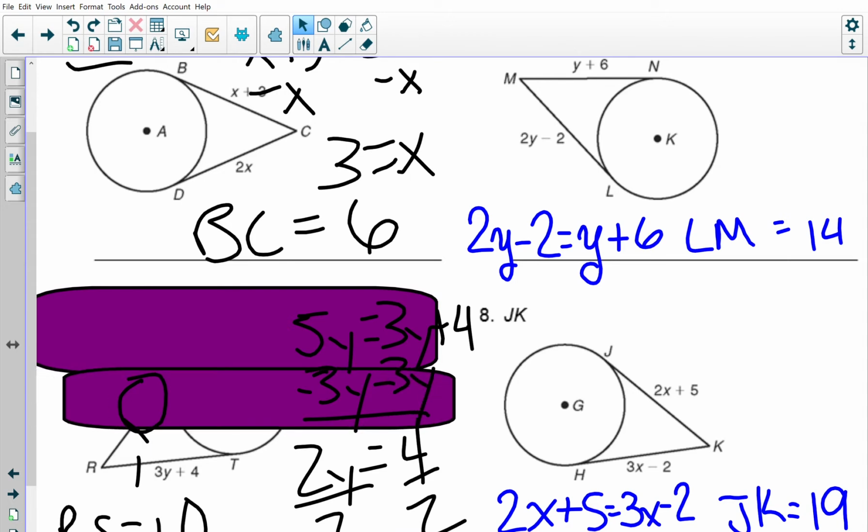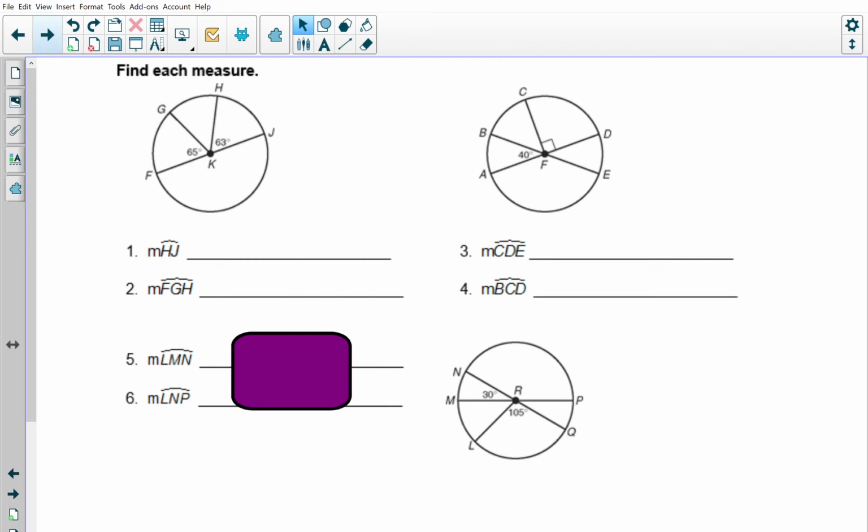So if you pushed pause, there you have it. There's the answers. That was the two tangent theorem. Then we talked about arc length and sectors and measure and stuff like that. So we're going to go through this problem real quick. Remember, a central angle intercepts an arc of the same degree.